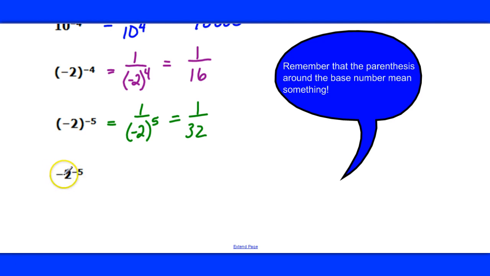Here you'll notice that the negative is not inside there. Oops, this is a negative right here. My bad. Okay, and here it's on the outside, so that's going to be the opposite of 1 over 2 to the 5th power. But that, again, is going to give me a negative 1 over 32. So just be careful with those.